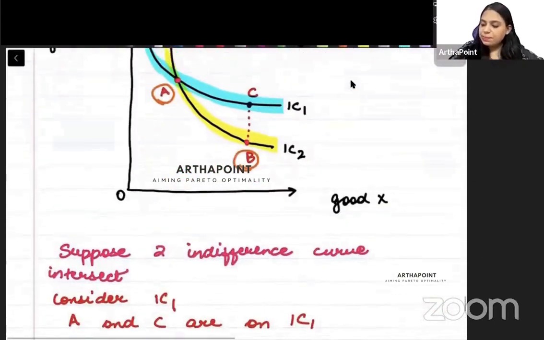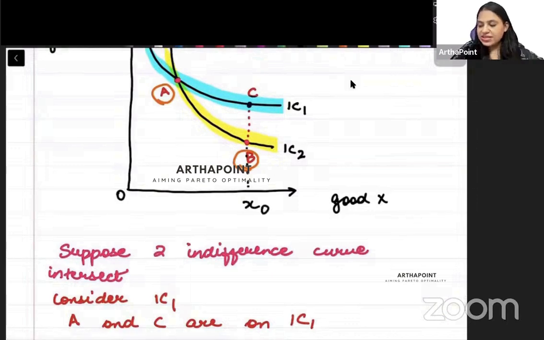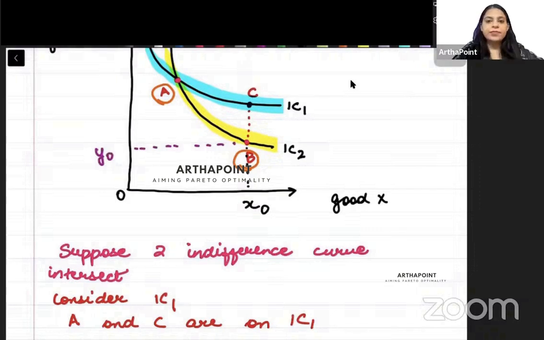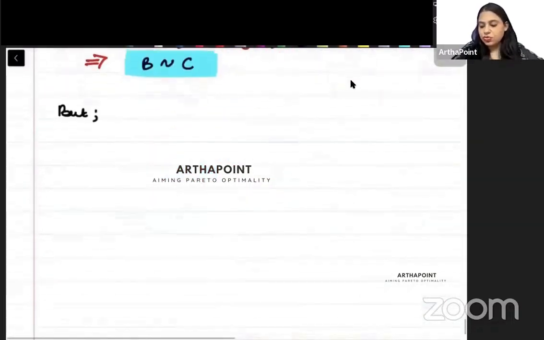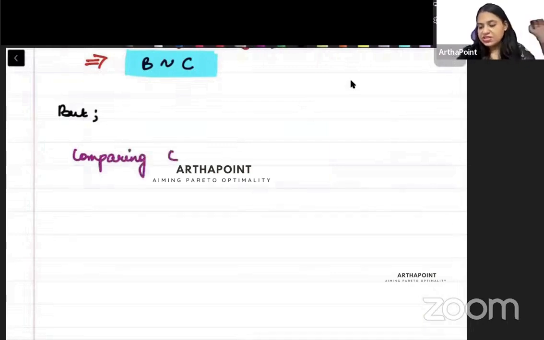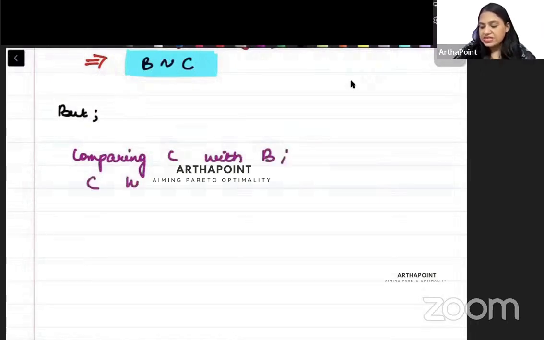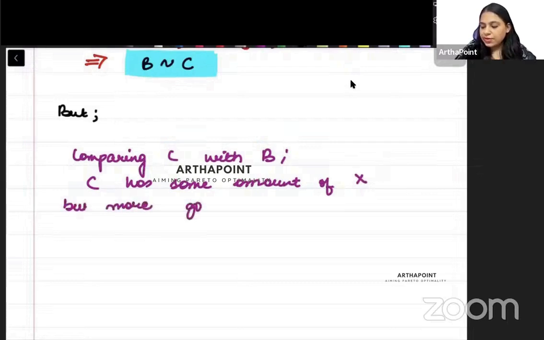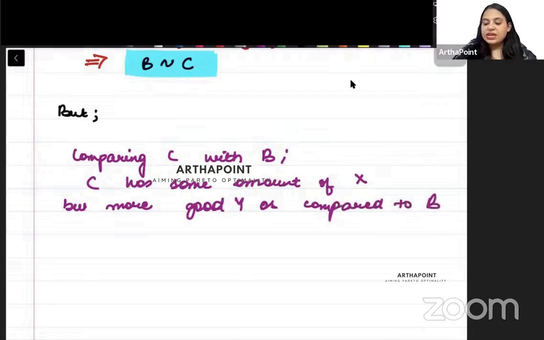But now look, points B and C have the same amount of good X, X naught. But point B has Y naught amount of good Y and point C has Y1 amount of good Y. So when I compare point C with B, C has the same amount of good X, but more good Y as compared to B.